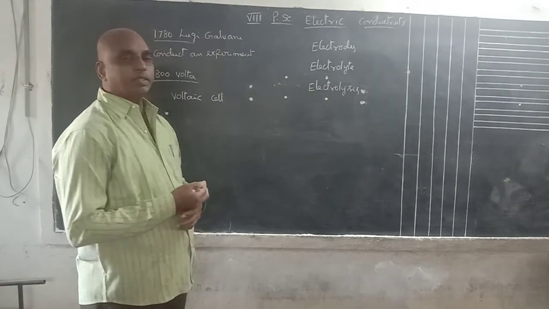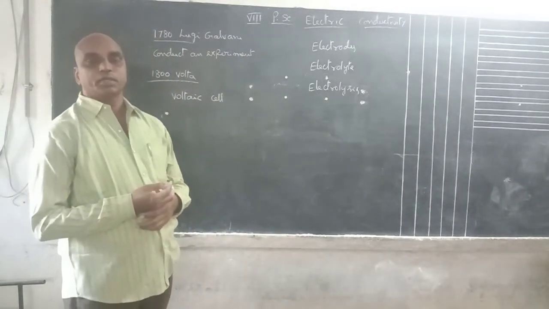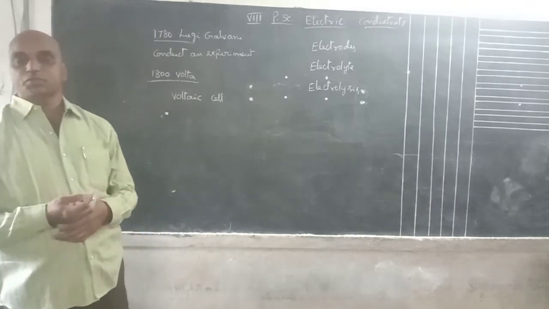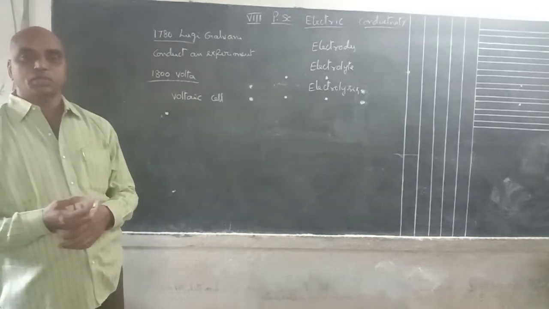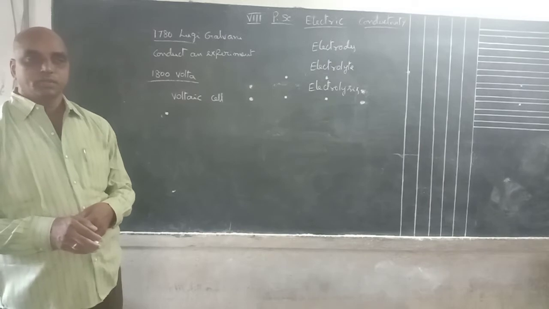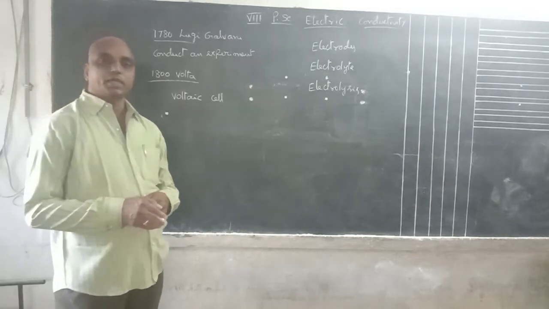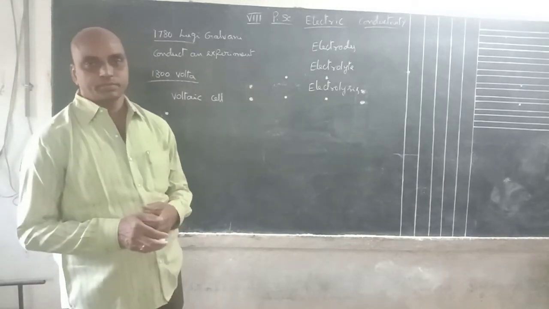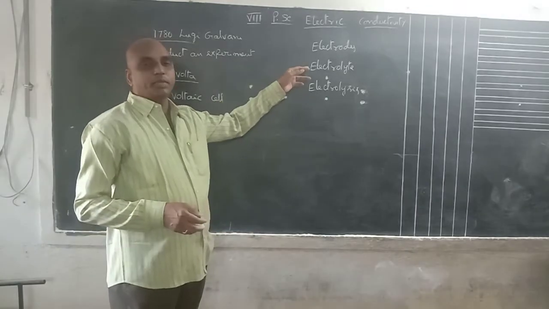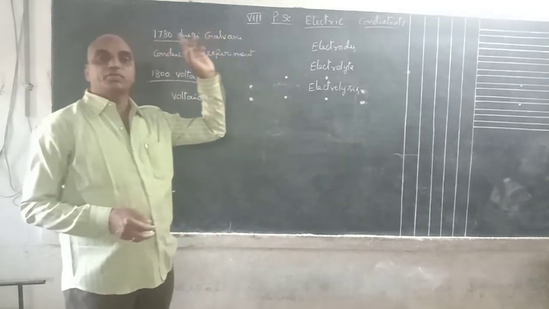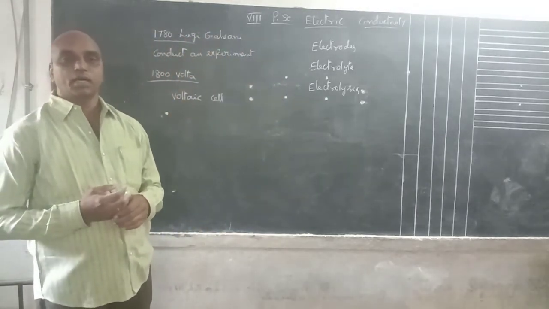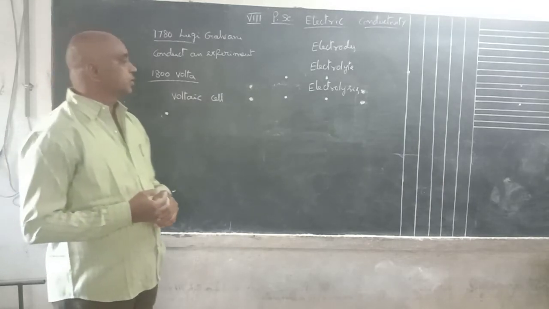Here electrolyte means that is a liquid form. Generally, some solids allow the current freely, those are called conductors. Some solids do not allow the current freely, those are called insulators. Here electrolyte means some liquids allow the current freely, those are called electrolytes.